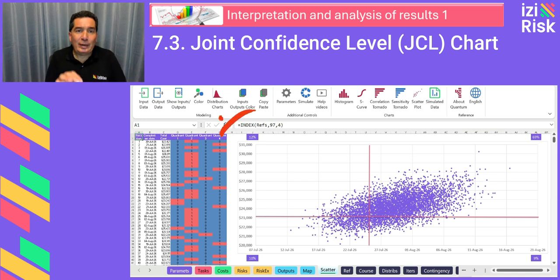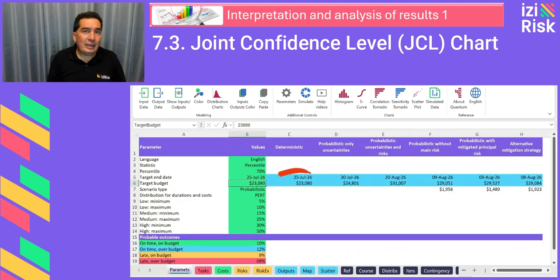The scatter sheet displays this chart with the data points generated by each iteration, 5,000 iterations. Each dot represents a possible project scenario based on completion date and cost. These data points are compared against two reference values found in cells B5 and B6 in the parameters sheet. B5 contains the target completion date, and B6, the target budget. By default, these values correspond to a deterministic original scenario. For example, July 25th, 2026 as the expected finish date and $23,000 as the baseline budget.